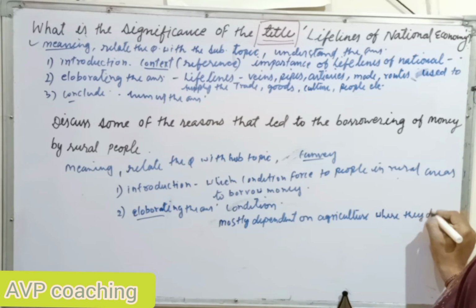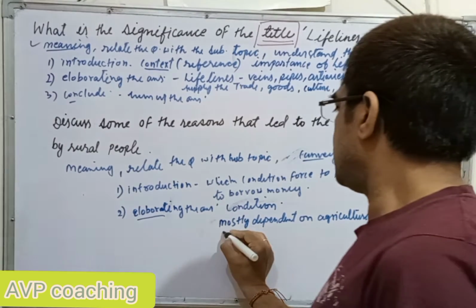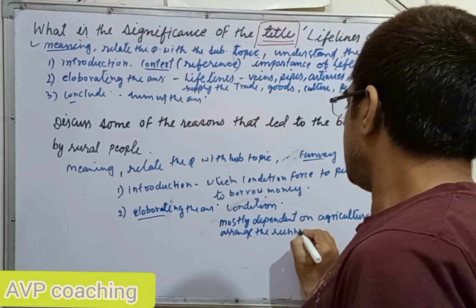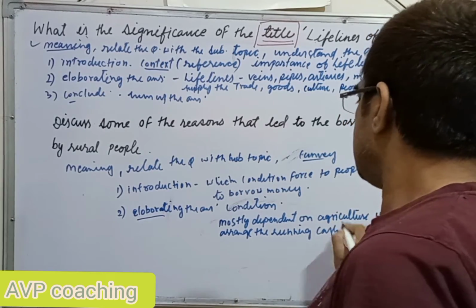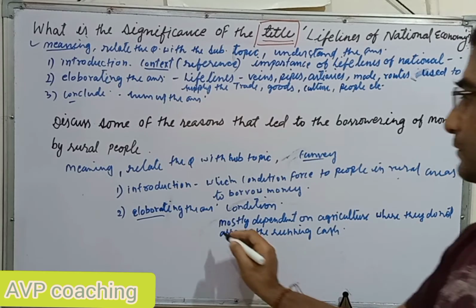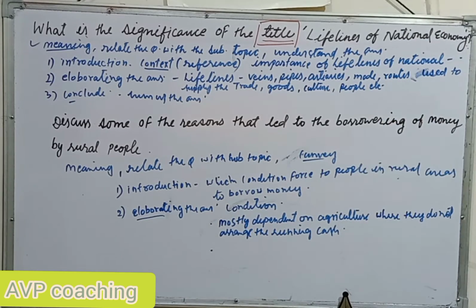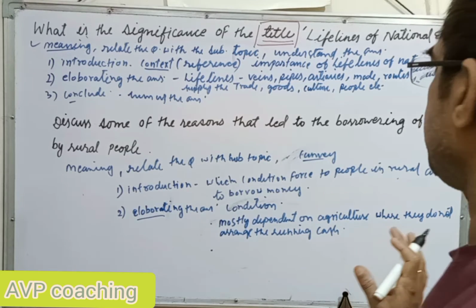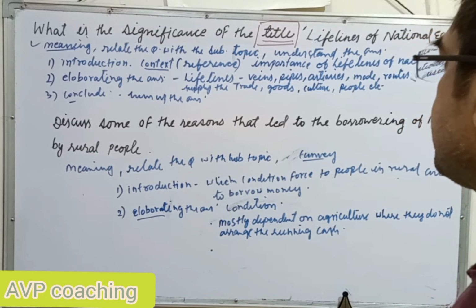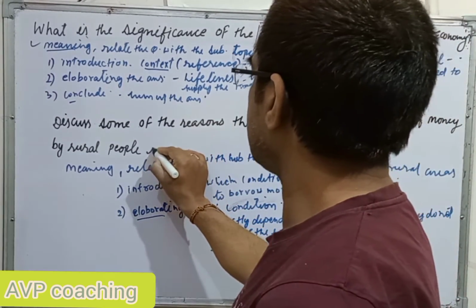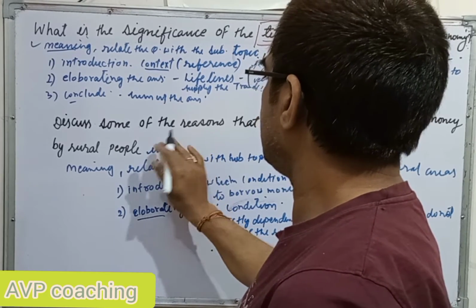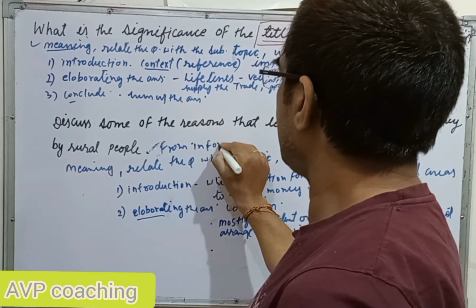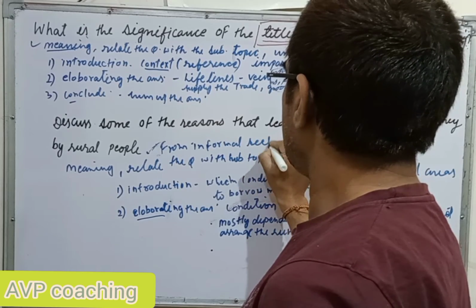Mostly dependent on agriculture, where they do not arrange the running cash. This is the first condition. Second condition, which led the people in the rural areas to get the loan from the, you will say, informal sector. You know, you will write there informal sector.